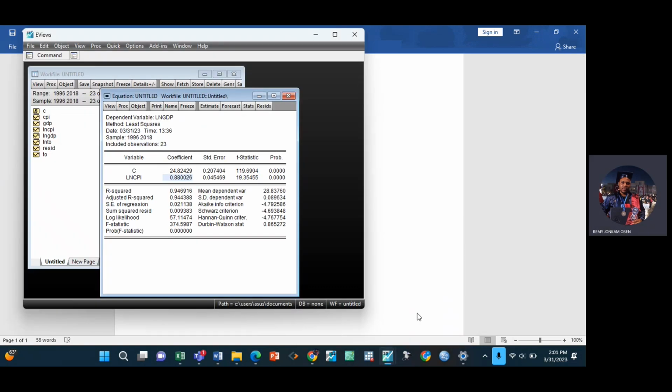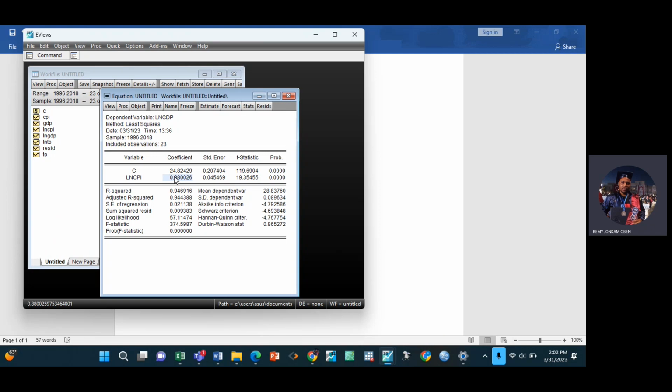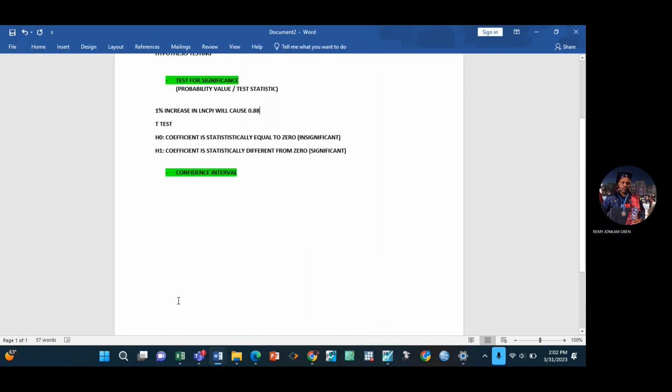So how do we interpret? What's the coefficient? 0.88, right? And because we are using lean, log, we express everything in percentage. So we'll say that a 1% increase in lean CPI will cause 0.88. Don't try to change it to percent and say 88%. Use the figure exactly the way it is, because at times some students will say 88%. No, it is exactly the way it is there. So it is 0.88% increase in lean GDP on average.